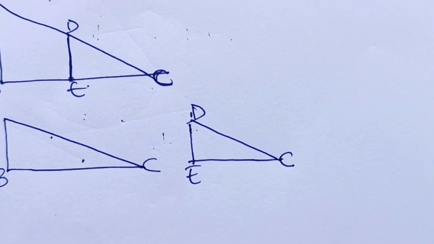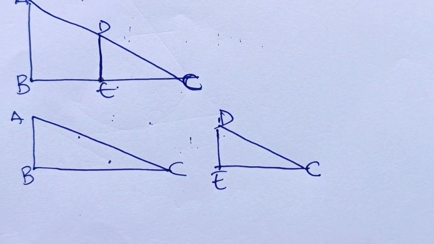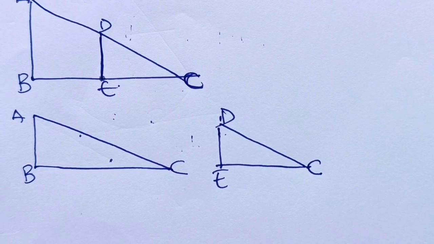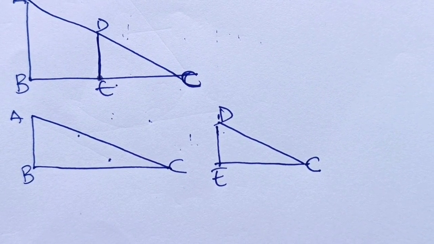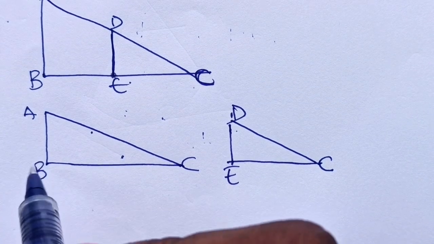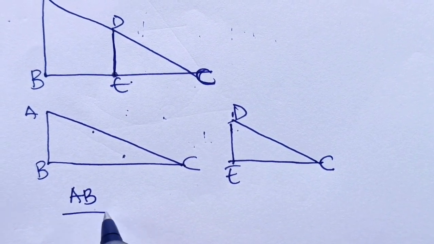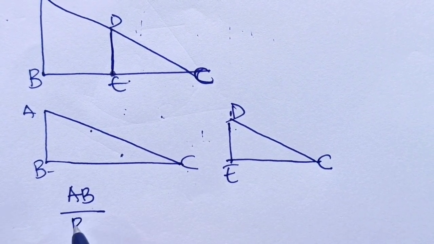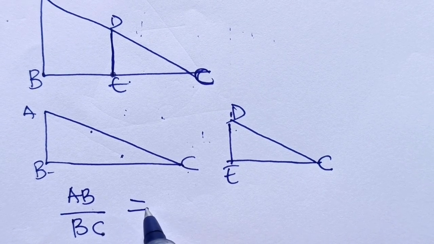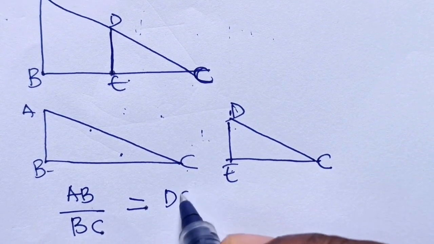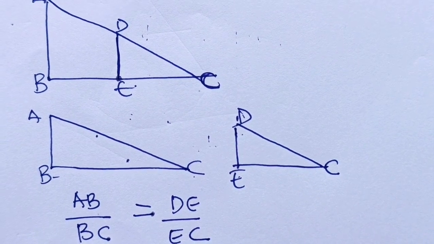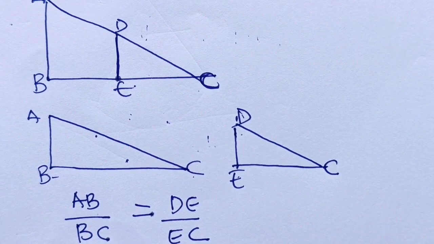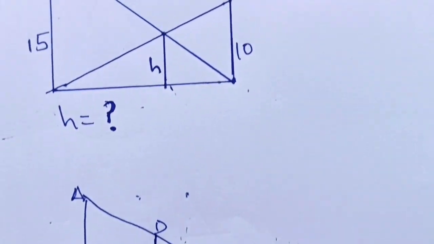Now if these two triangles are similar, then the ratio of their corresponding sides are equal. What this means is, if I say AB divided by BC, it should be equal to DE divided by EC, because they are similar triangles. Now let us go back to this question.